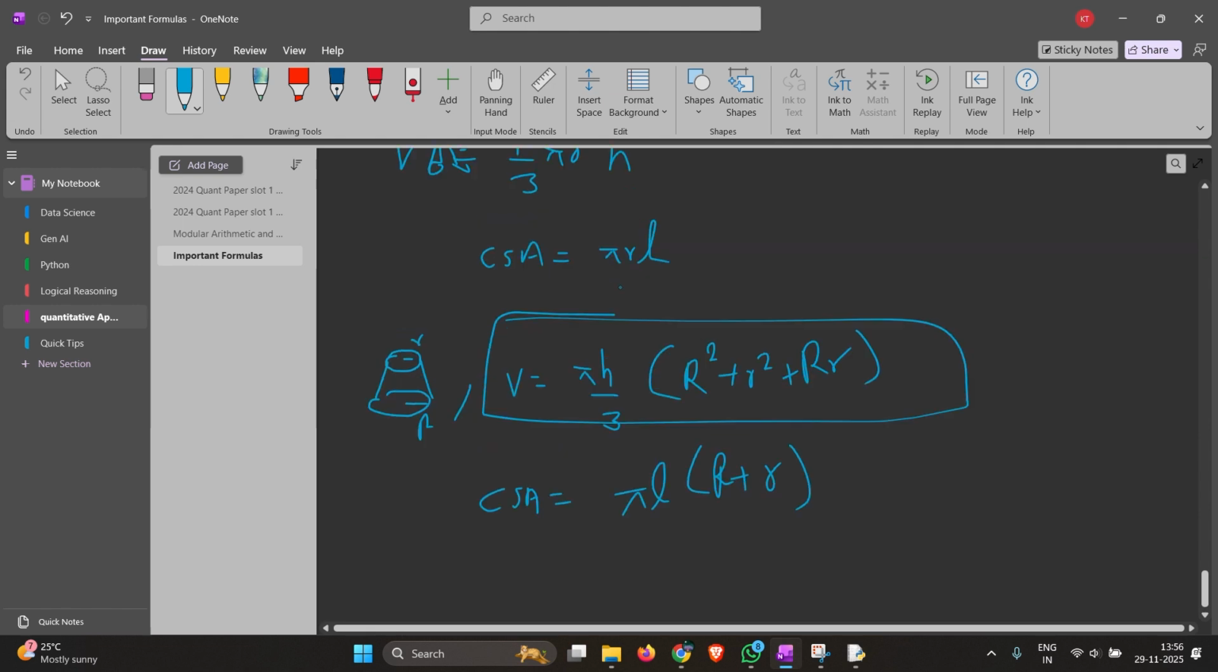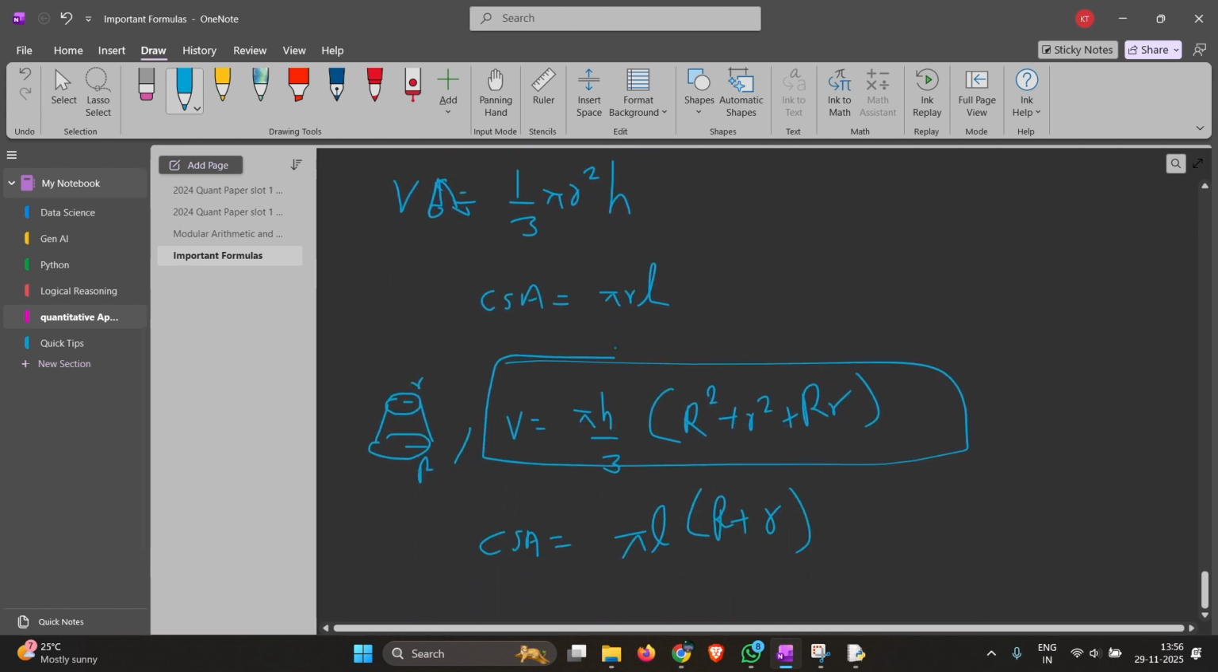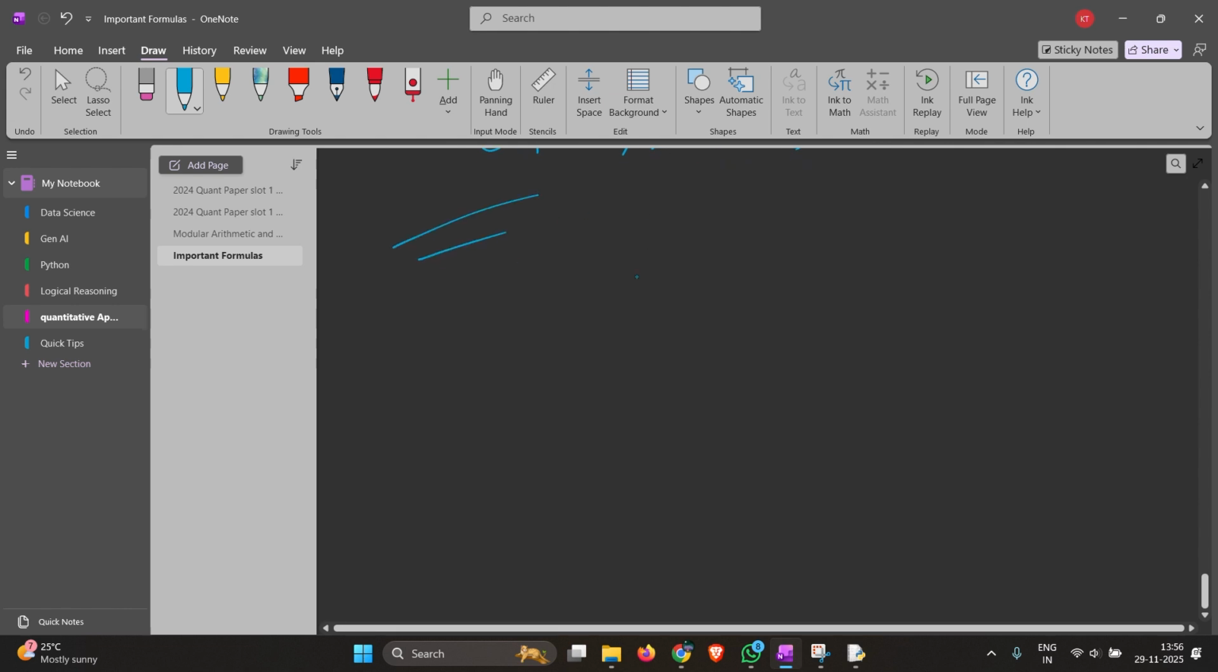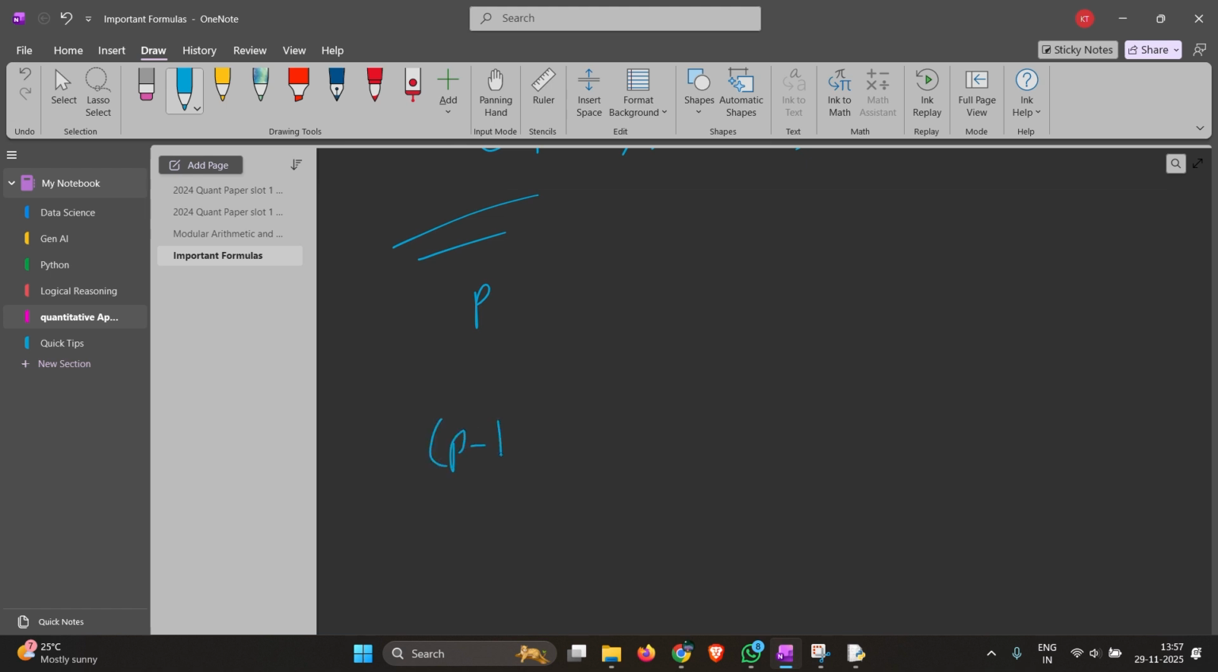So knowing these formulas will be very handy if by chance a question appears regarding frustums of a cone, then you can easily just use this formula and get the answer. Now, wildcard formulas that are just good to know generally and are good shortcuts if you see problems like those: let us say we have p as a prime number and the question is what is (p minus 1) factorial mod p. That is nothing but p minus 1.